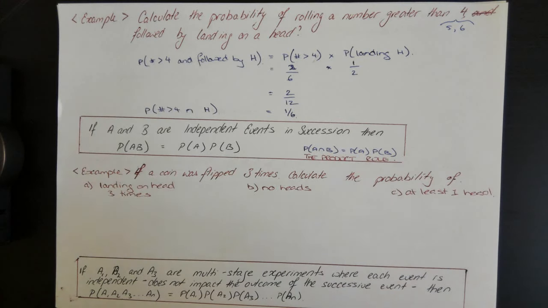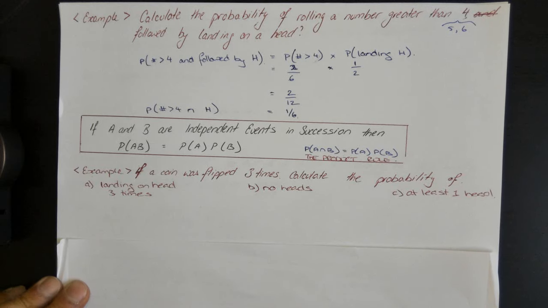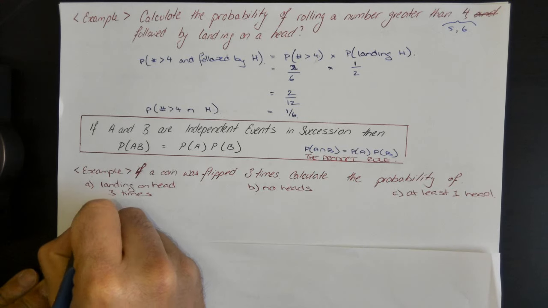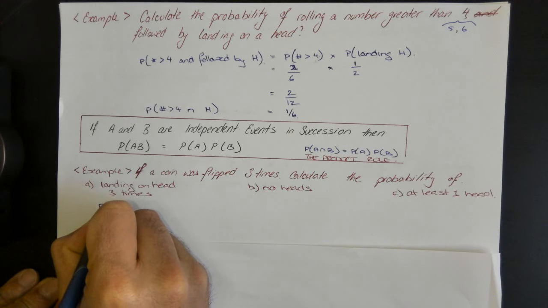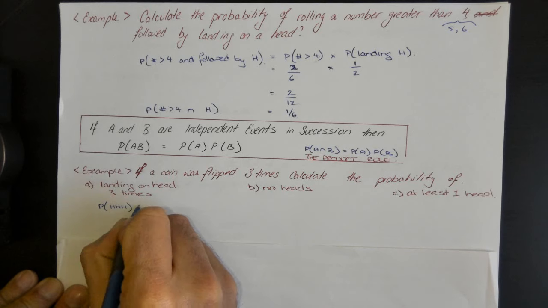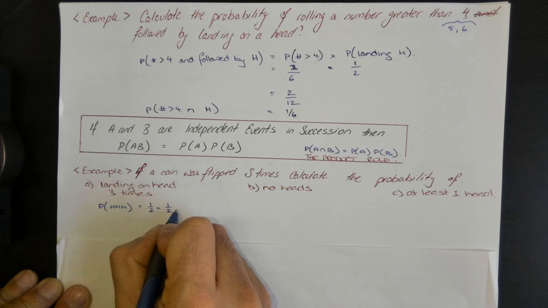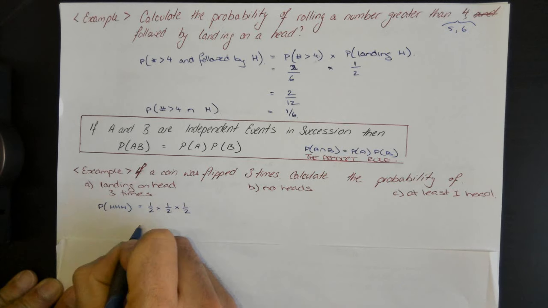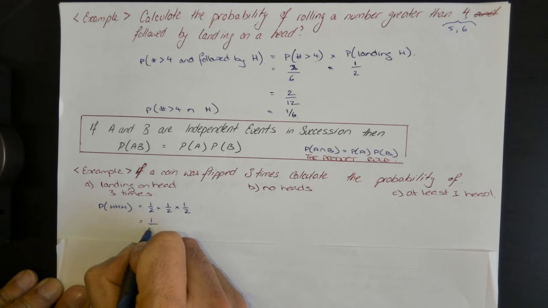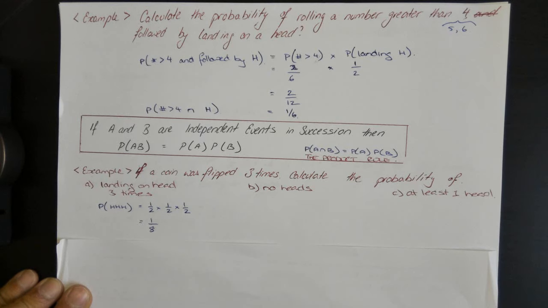Okay, let's look at the next example. If a coin was flipped 3 times, we want to calculate the probability of landing on a head 3 times. Well, that's just a half, the first event, times a half, times a half again. So we get 1 over 8.